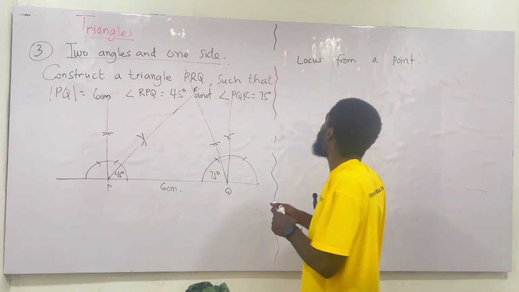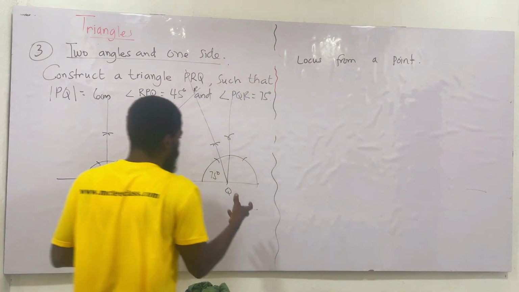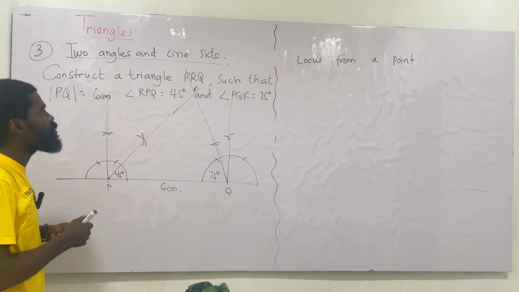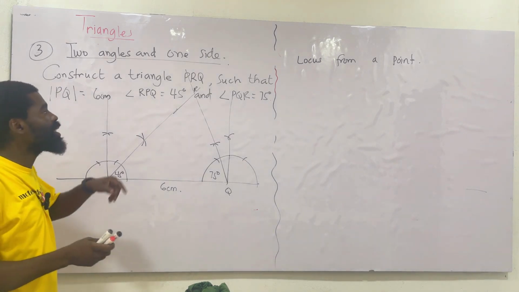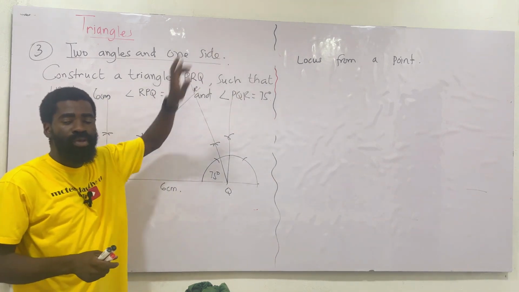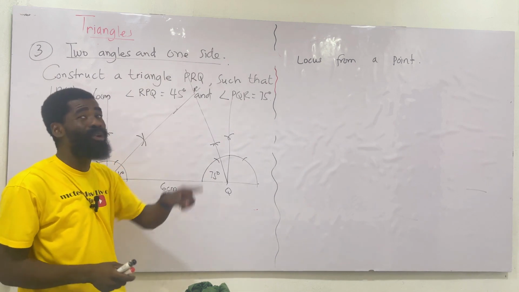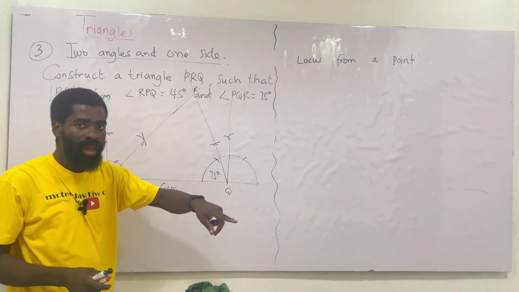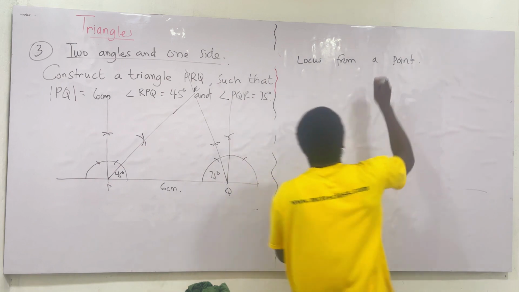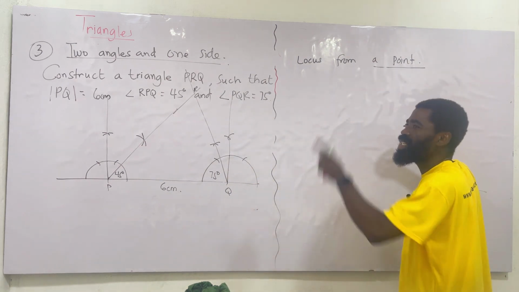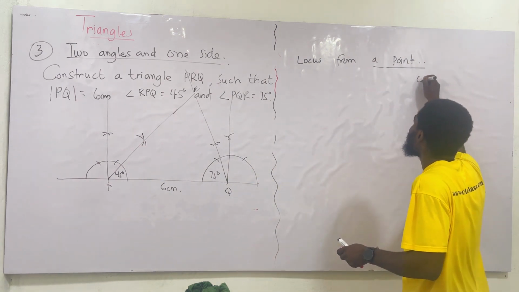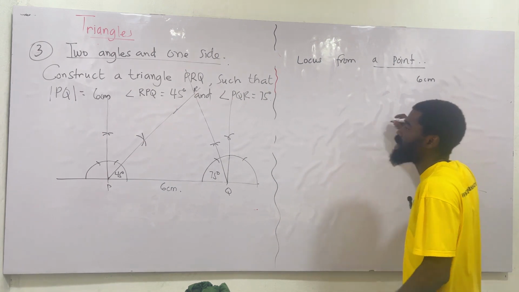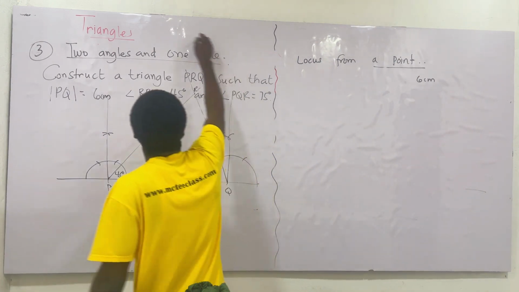So draw a locus of points 6 centimeters from R. Since I was given only 1 point, R, the 6 cm is the radius. So I'll measure 6 cm, stand at point R, and draw a circle.